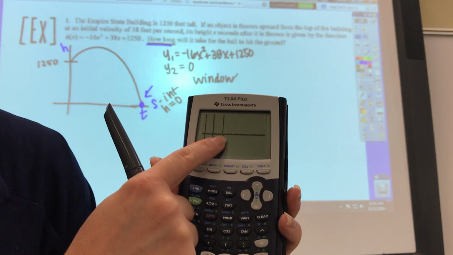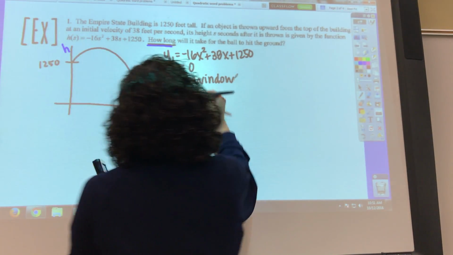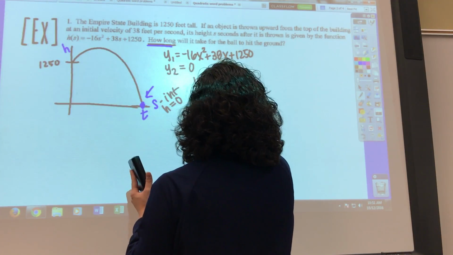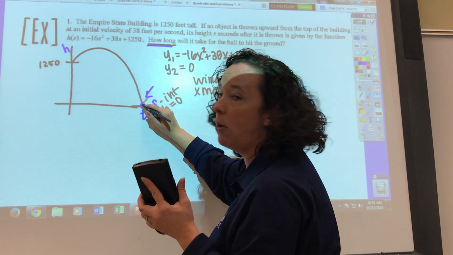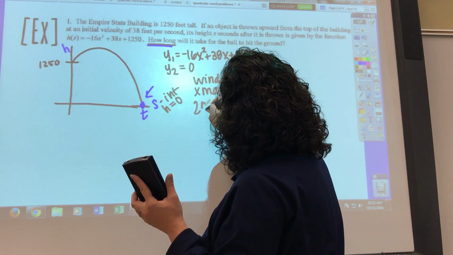Yeah, I can see it a little bit better here. See that? So I changed my x max to 50. I probably could have changed it to something smaller. But the bottom line is this: I'm trying to find this point. So I hit second calc.